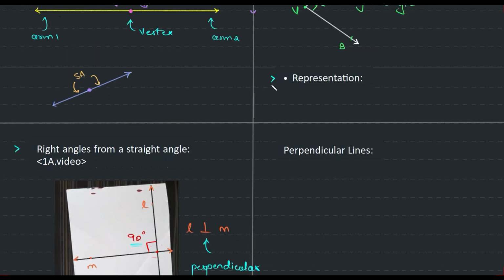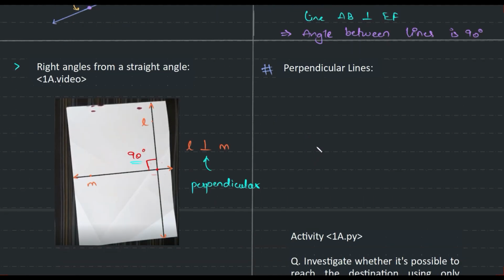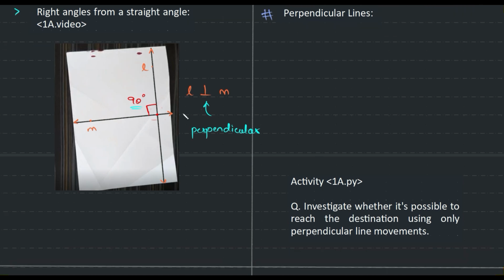So representation, I've shown it here itself, like line AB is perpendicular to, say, EF. This means the angle between the lines is 90 degree. Okay, we have the perpendicular line exclusively over here, but anyways, I explained it.